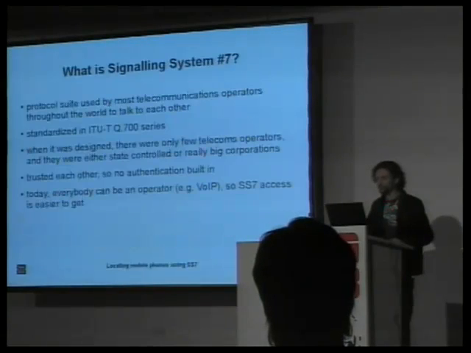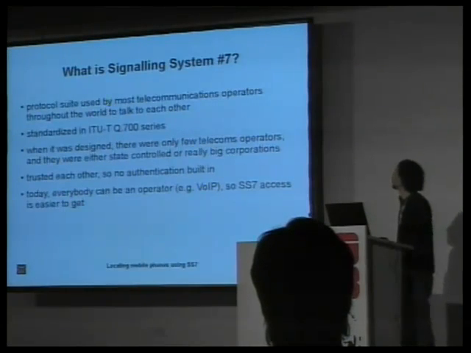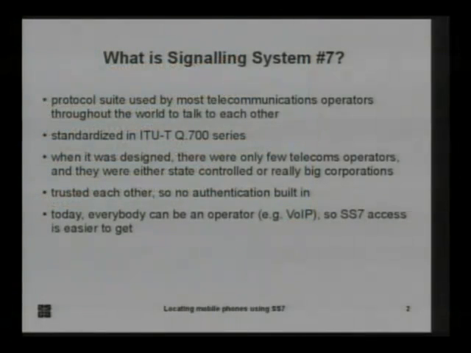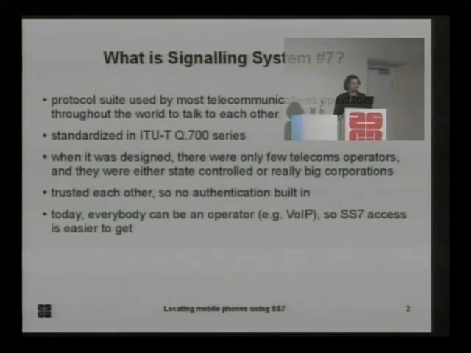So let's start. First off, what is Signaling System number 7? It's a suite of protocols used by telecommunications operators in the whole world to talk to each other. So if I want to call you, I dial your number, and the switch that my phone is connected to talks to the switch that your phone is connected to, and says, I have a call here from this number for that number, please put it through. And this communication takes place over one of the SS7 protocols.